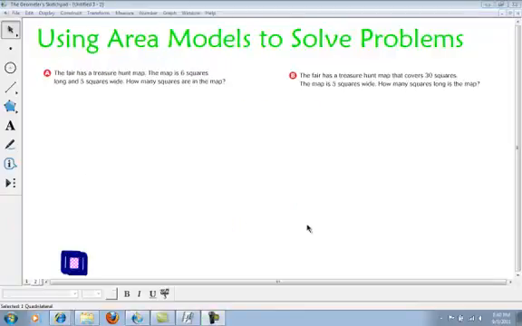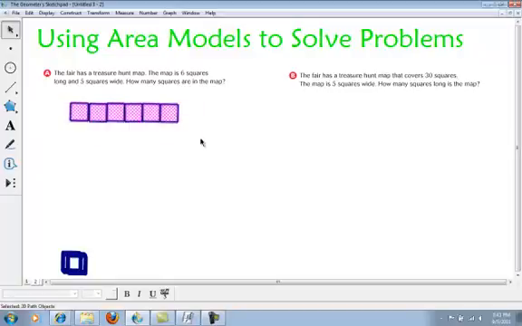Another way to solve problems is using area models. The area is the number of squares that fit inside an object. Now let's look at question A. The fair has a treasure hunt map. The map is 6 squares long and 5 squares wide. How many squares are in the map? Well, I'm going to start by showing my map that is 6 squares long. 1, 2, 3, 4, 5, 6. Now I'm going to show the map being 5 squares wide.